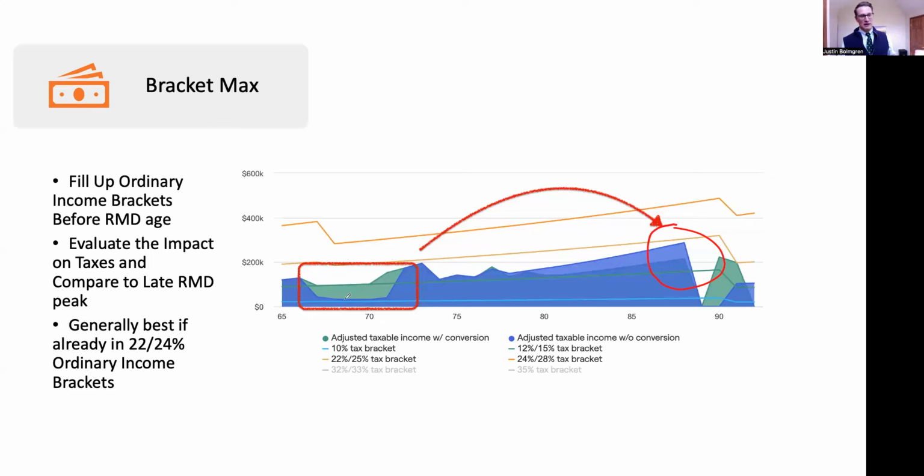In this particular client's case, they weren't. They would have been in a much lower tax bracket during that period of time prior to RMDs, which is why jumping up into a higher tax bracket didn't make sense for this particular client. So those are some of the things that we evaluate with the bracket max Roth conversion.